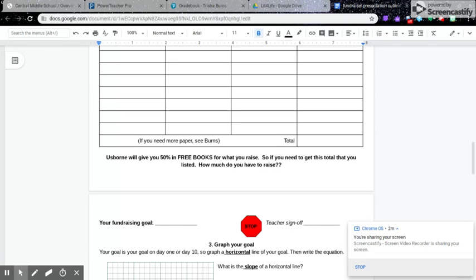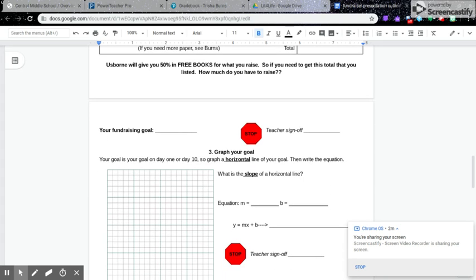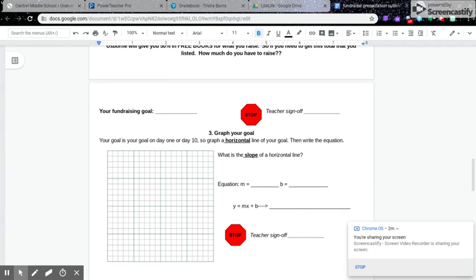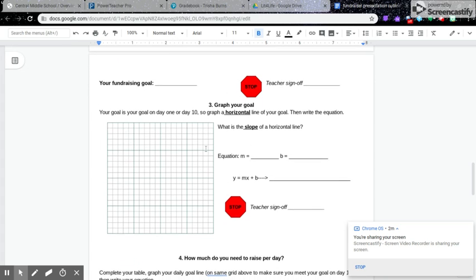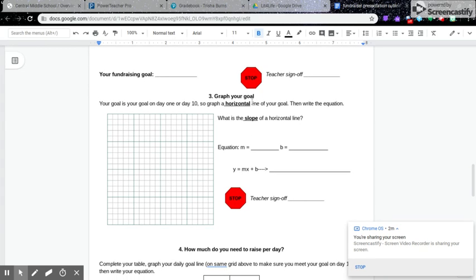Miss Spurgeon can show you how to use proportions to find the amount of money you need to raise. You want it to be 150% of what would give you whatever total you have here. And Miss Spurgeon can show you how to set up that proportion. So have her sign off on it, and then now you have to graph your goal. I bolded this, I underlined it. I want you to know that your goal is the same today as it will be on the last day of fundraising, okay? So it's not going to change.